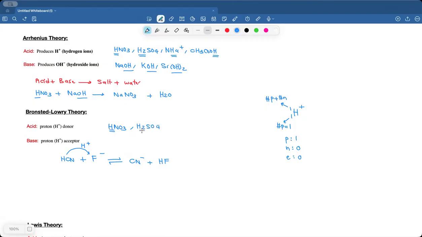H2SO4 can give away one of the protons. NH4 plus, same thing, can give one of the protons. And then the organic acid, like acetic acid, can give away its proton as well.